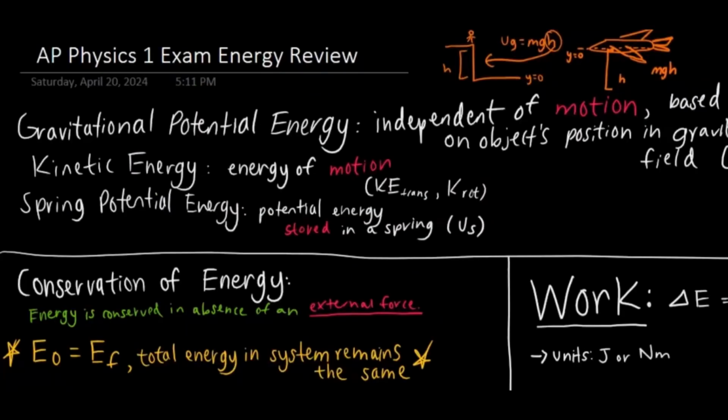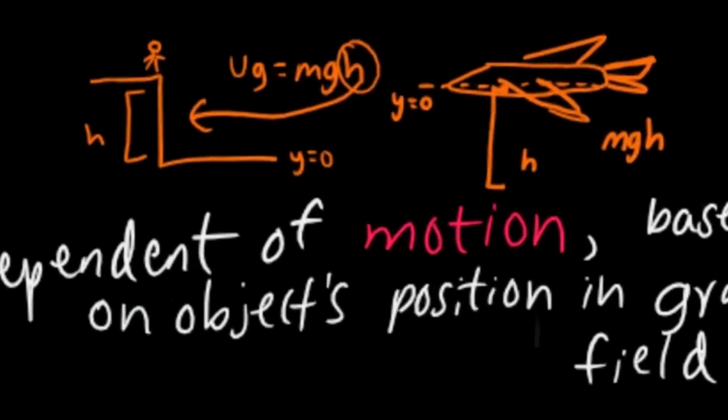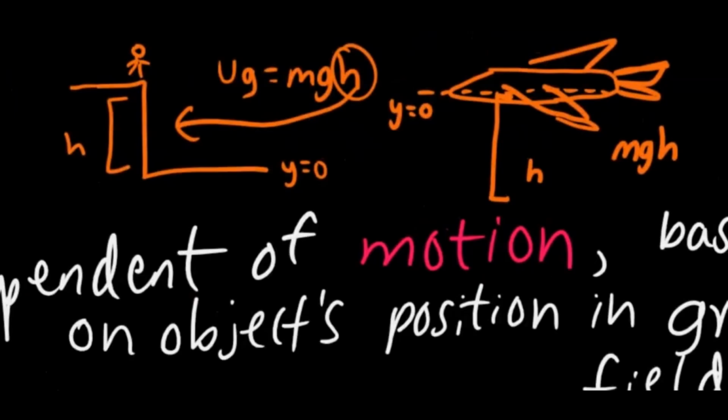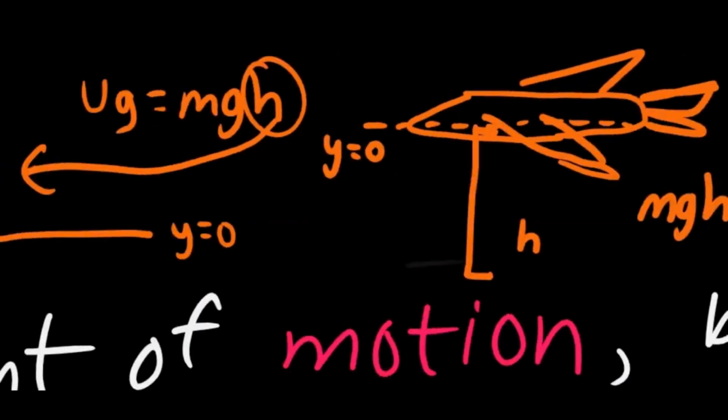Types of energy. So the first energy that we have is gravitational potential energy, right? Gravitational potential energy is going to be independent of motion, and it's also based on the object's position in the gravitational field. So what exactly does that mean? Well, the important thing here is to identify what we call the horizontal zero line. So if I have this guy on a cliff, and I use mgh, which is the equation for gravitational potential energy, I can call the base of the cliff, the ground, y equals 0. So when I do my calculation, mgh, that height is just going to be the height of the cliff.